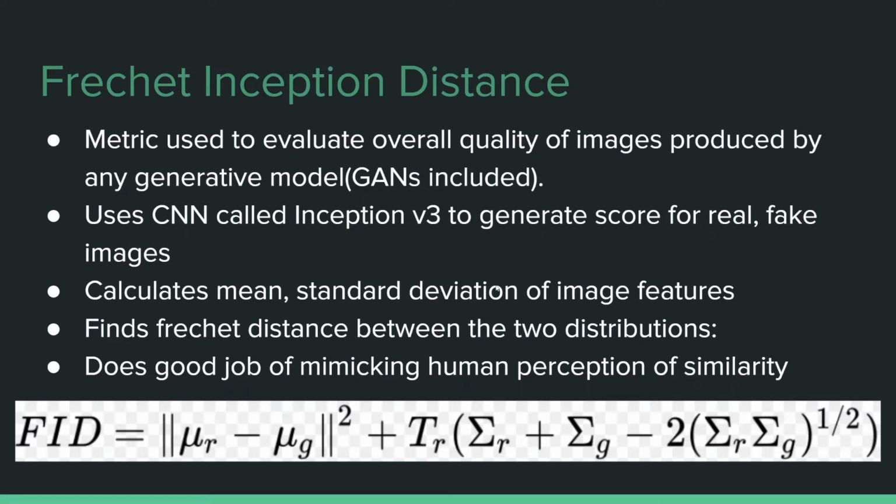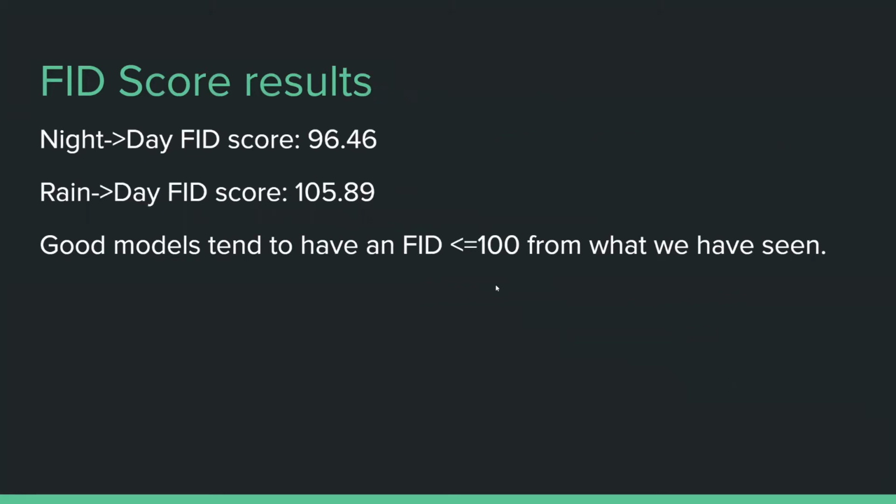always have that advantage. And then here are our results. We thought these ended up being pretty good for our GAN because most of the papers we've read have had an FID of around or a little bit less than 100, and this is right around where our results were.